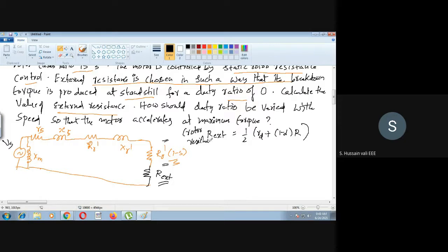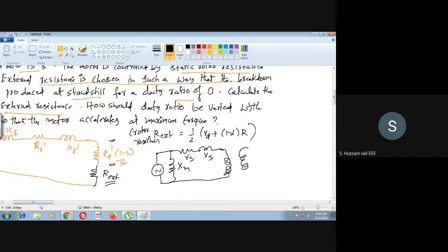Whereas now we are referring the entire circuit with respect to the stator. That's very important. What is the actual induction motor equivalent circuit? I would like to draw it better so you understand more. So this is XM, this is RS, this is XS. This is the stator side, whereas this is the rotor side.